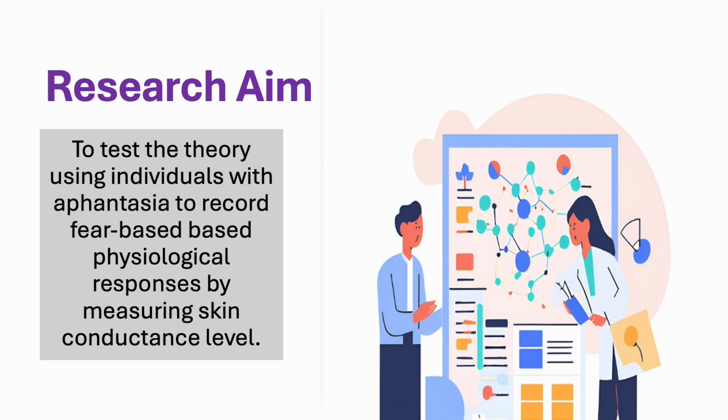So now that I've spoken about what past studies aim to do, we'll take a look at how this study aimed to be different. Obviously the researchers would want to develop a study that would avoid the past weaknesses. So their aim was to test the theory by using individuals with aphantasia to record fear-based physiological responses measured with skin conductance level. I'll be breaking this down in the next slide, but basically the past weakness is that people can't voluntarily switch on or off their mental imagery. So an obvious solution would be, okay, let's use people who don't have mental imagery.